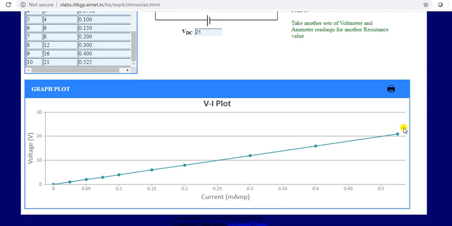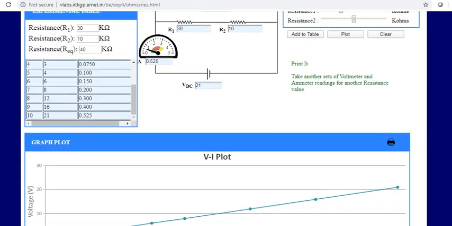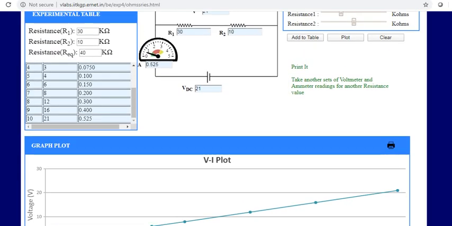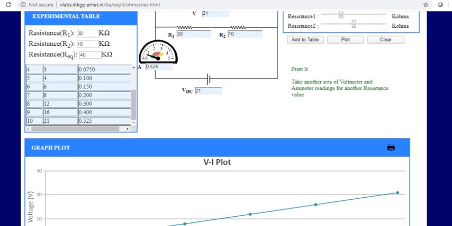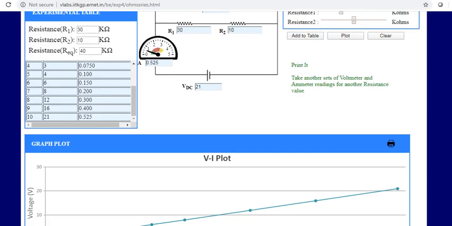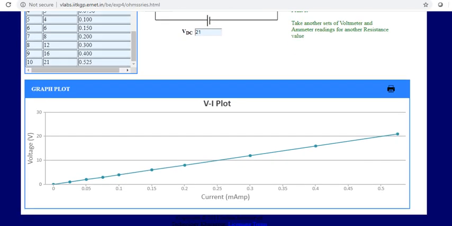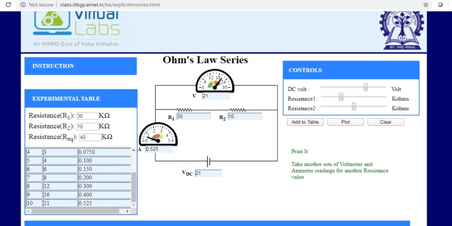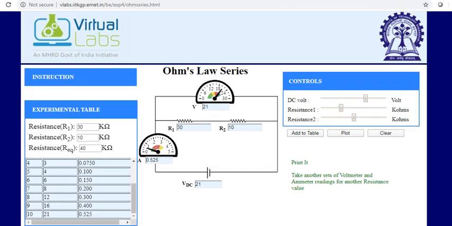So this is a graph between voltage and current for different resistances in series. Here we are using two resistances, R1 and R2. So the total resistance in series is 40 kilo ohm, and for a resistor of 40 kilo ohm the relation between voltage and current is linear. So it verifies Ohm's law for the resistances in series.